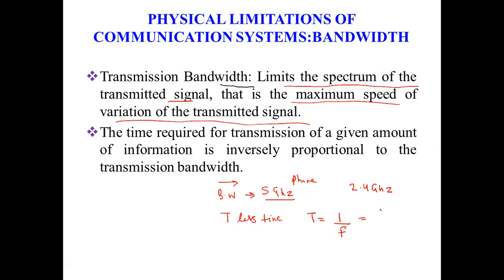So this would be 1 by 5 into 10 to the power 9. 1 by 5 is equal to 0.2, so this would be 0.2 nanoseconds. Whereas if I keep it as 2.5, 1 by 2.5 is 0.4 nanoseconds. So a particular operation in your mobile, any application you are opening, will take 0.2 nanoseconds if you have a frequency of 5 gigahertz.